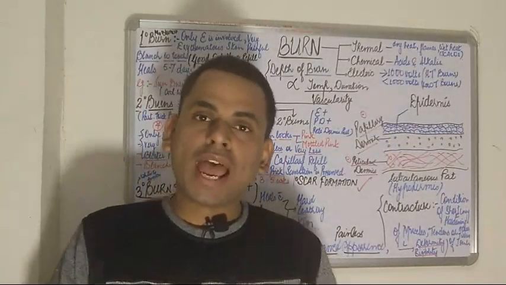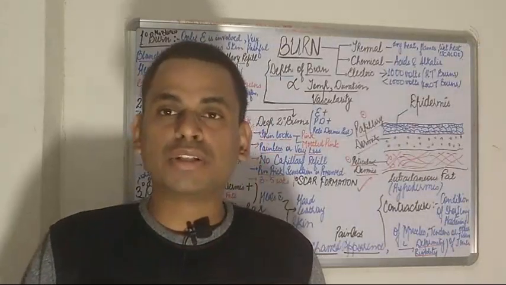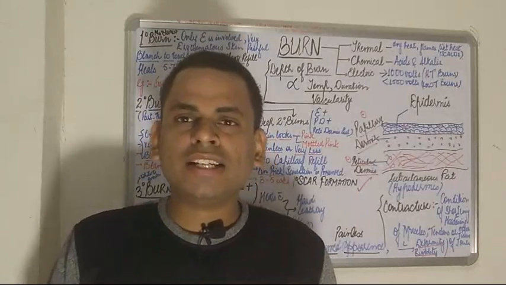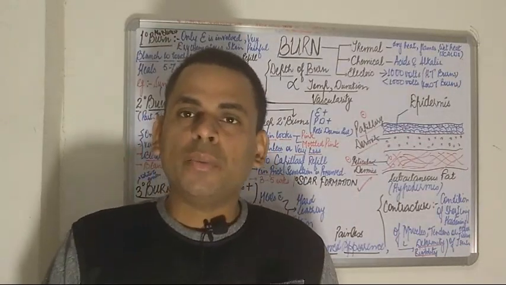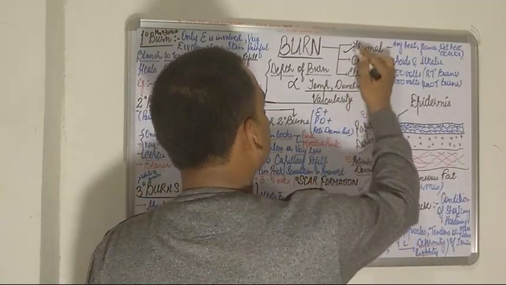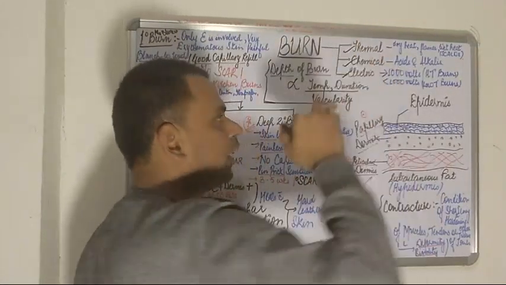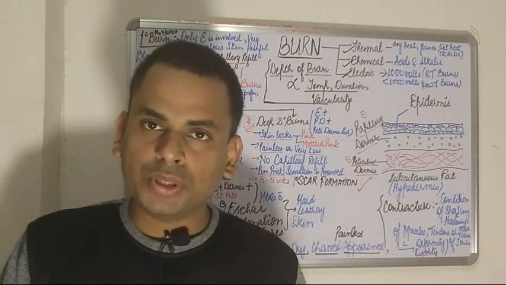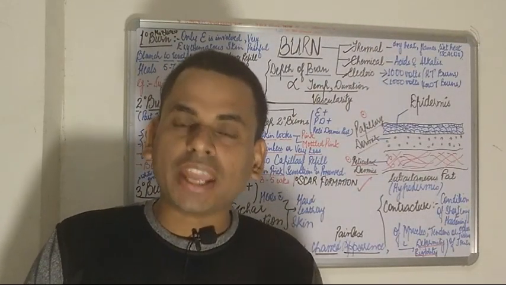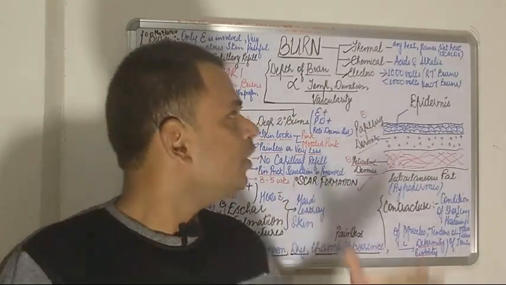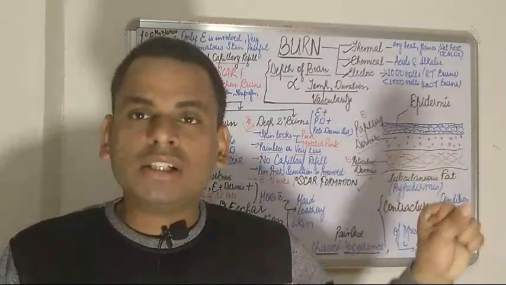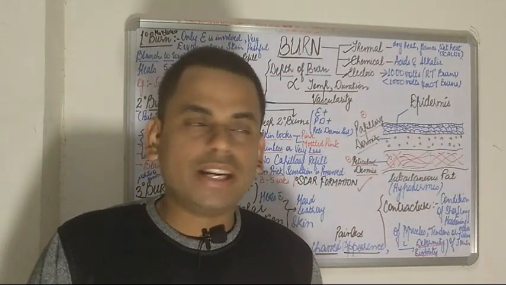So, looking at the actual definition of burns. A burn can be defined as a skin injury which can be caused either due to thermal, chemical, or electrical causes, or due to radiation. So students, a burn is any kind of skin injury which can occur due to thermal, chemical, or electrical causes, or it can occur by radiations.